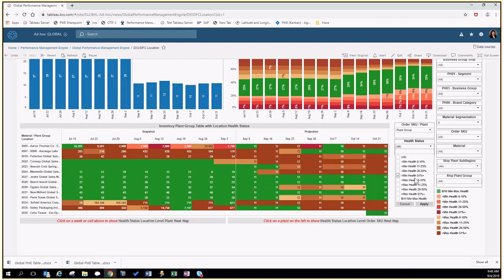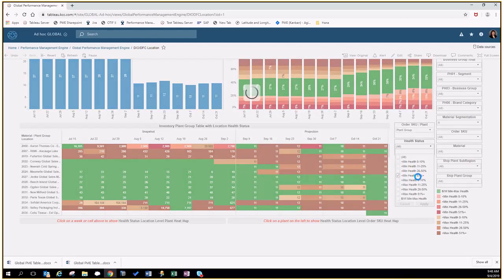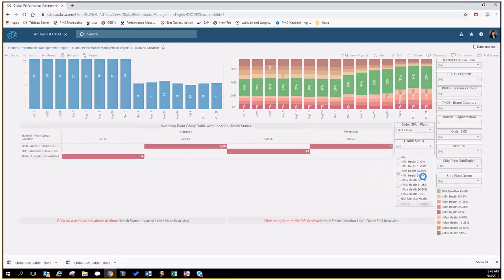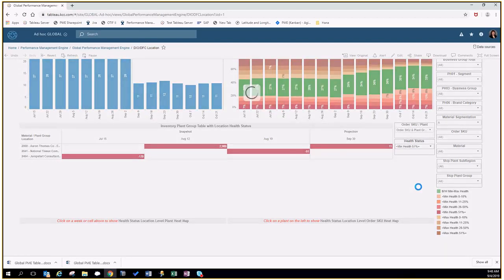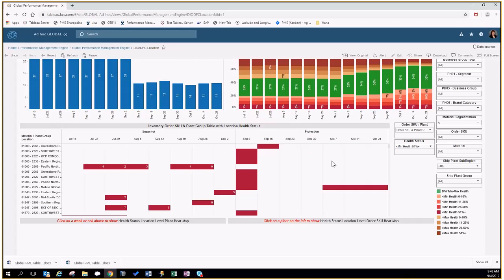So here, for example, we're looking at where we have way too little inventory, 51%. We have a lot of demand. And then they would go here to order SKU and plant group, or material and plant group. You can do either one. So this is how they find where we have too little. Here we have too little.